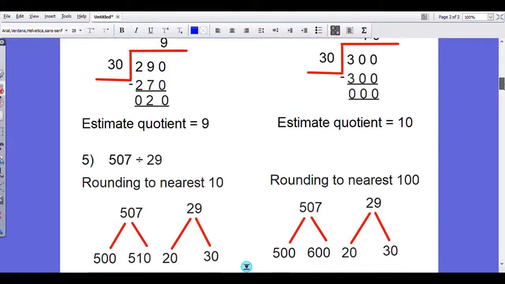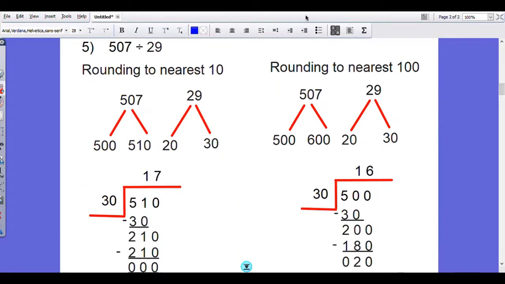Okay student, now again 507 divided by 29. So rounding, two possibilities, rounding to nearest 10 or rounding to nearest 100, it's up to you. Again I am saying it's up to you. If it is not mentioned in the question paper, then you can round to nearest 10 or nearest 100, if it is a three digit number.